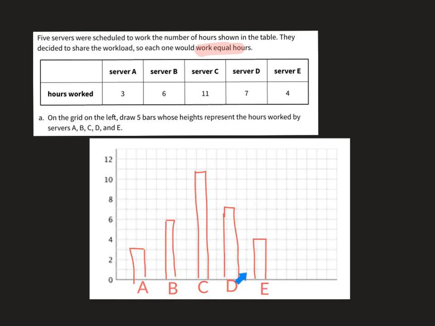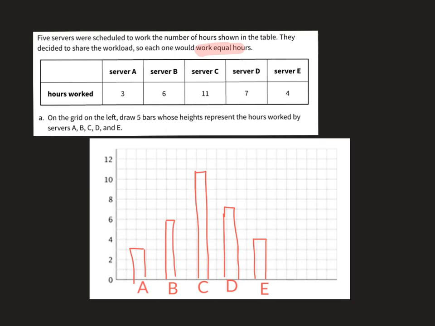We don't have numbers down here. A has worked 3, B has worked 6, C has worked 11, D has worked 7, and E has worked 4. Well, somehow what we want to do here is distribute these hours so that everybody works the same. And it's clear we want to start with C here.